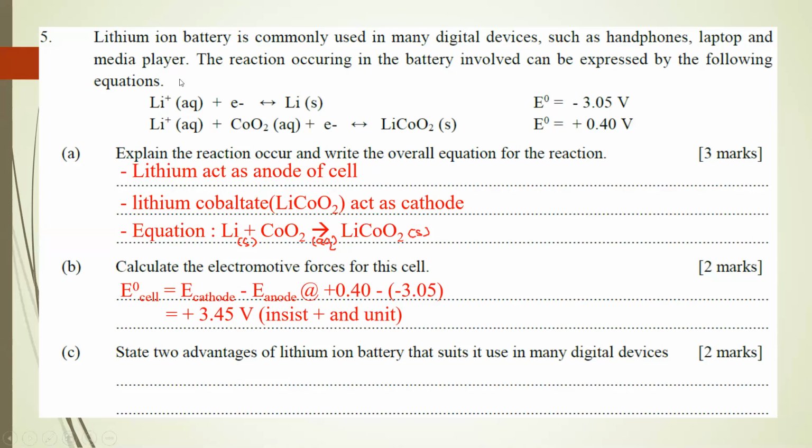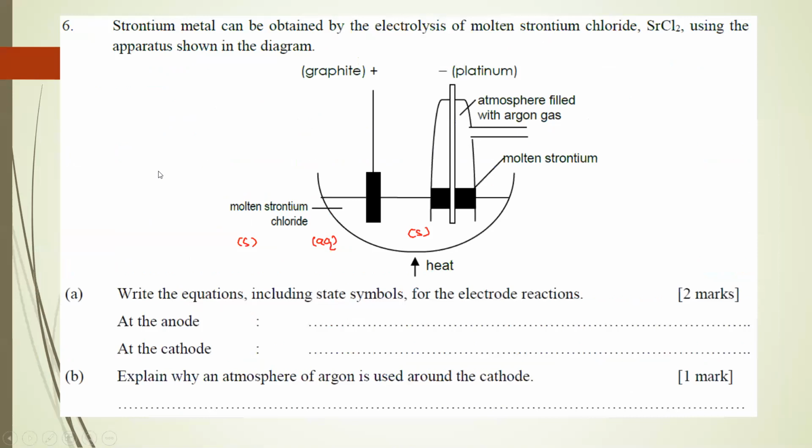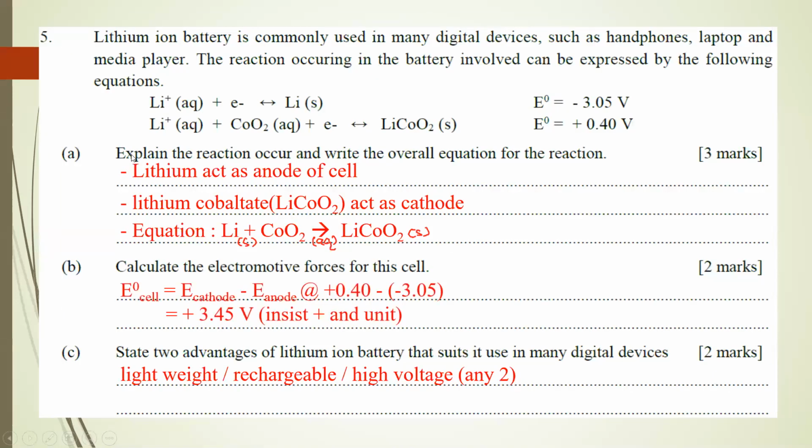Number 3, state the advantages of the lithium ion that suit its many digital devices. Number 1, as you can see, it provides a large voltage. It is rechargeable and it is lightweight, because lithium, for your information, is the lightest metal in the whole periodic table. So that is why a lot of these digital devices can be carried very easily, because of the light weight of lithium. With that, that is how you answer question number 5.